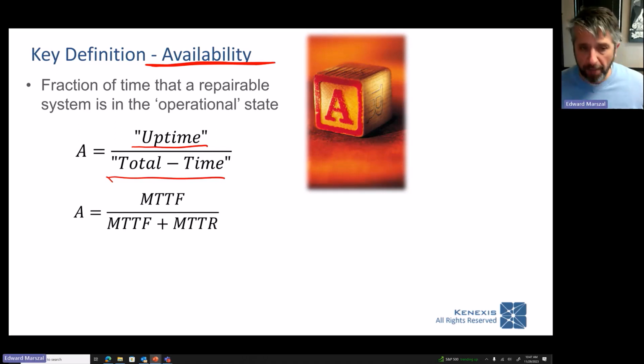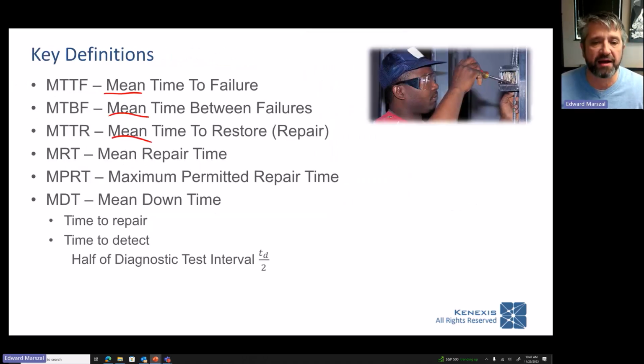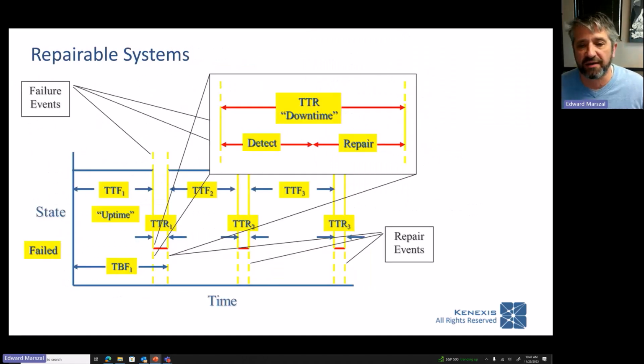So uptime and total time is the actual real definition, but we're going to start using some acronyms and some other terminology. For uptime, we're going to say that's the mean time to failure. So how long was that device in operation before it failed? And let me back up to this slide to go into it in a little bit more detail. So this TTF, if we average them over a long period, that's your mean time to failure.